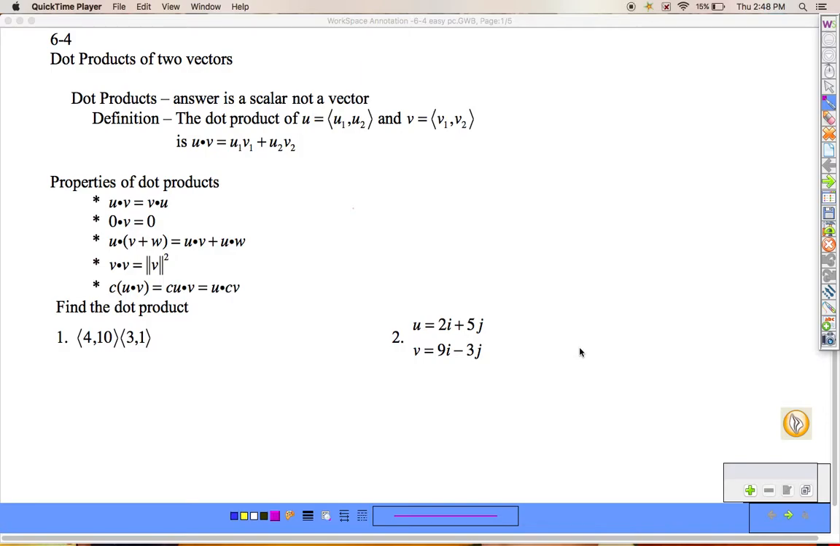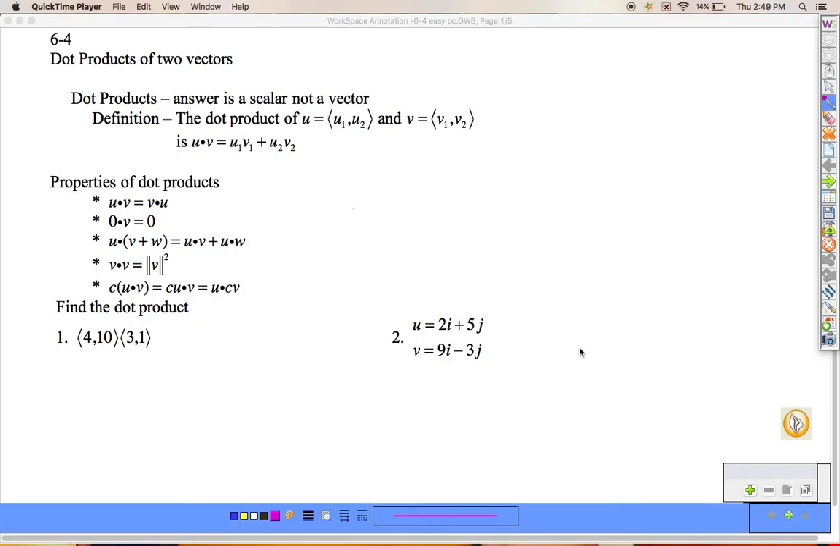Guys, our second lesson for vectors is going to be talking about the dot product and the angle between two vectors. All right, the dot product's answer is a scalar, not a vector, which means the dot product is going to be a number. The dot product is just another math operation like adding, subtracting, dividing, squaring, square rooting, all that good stuff. Dot product is just another operation.